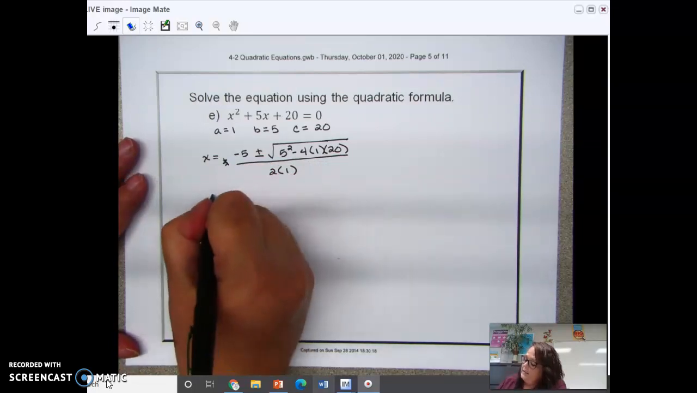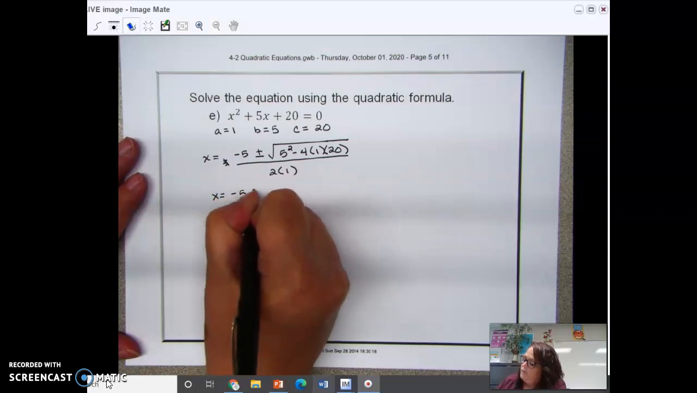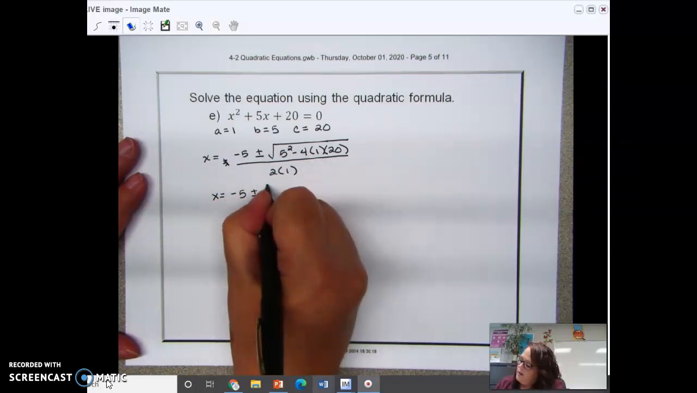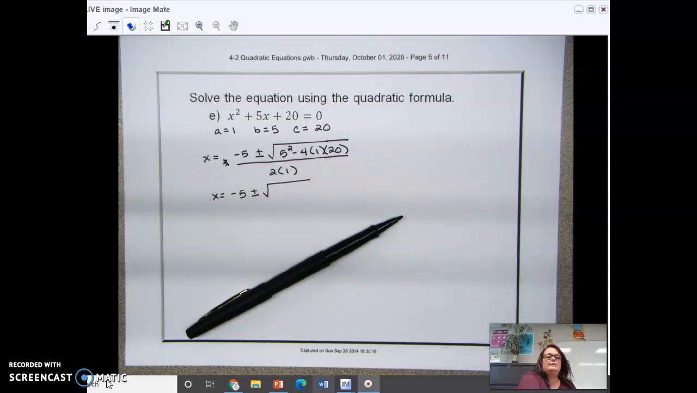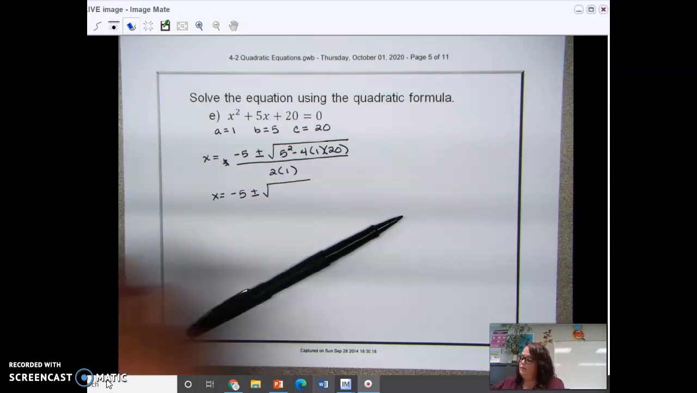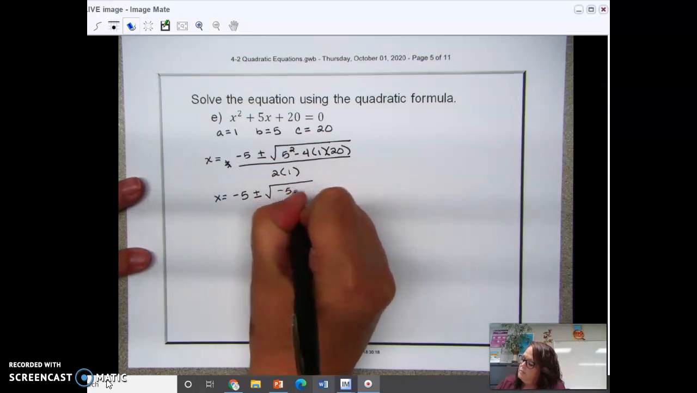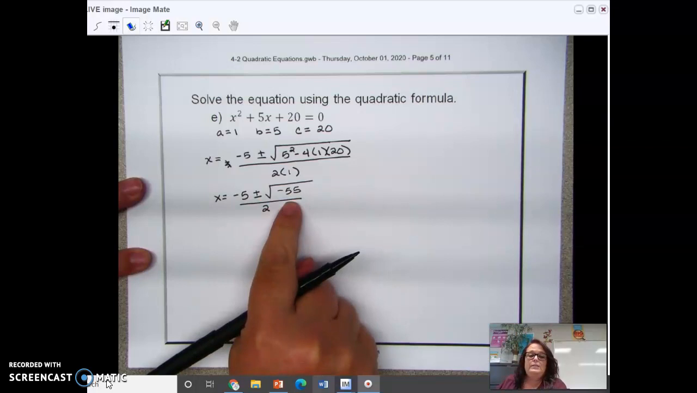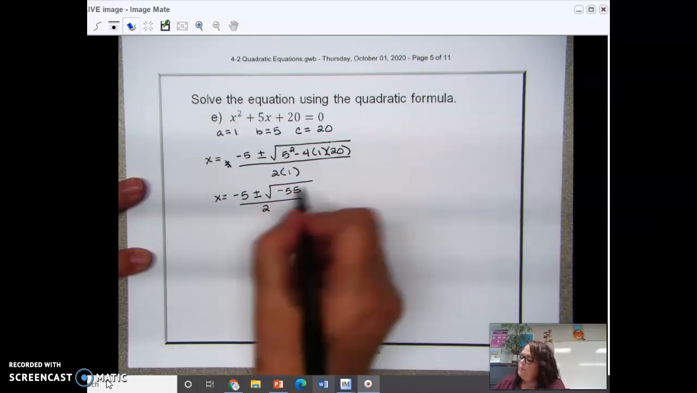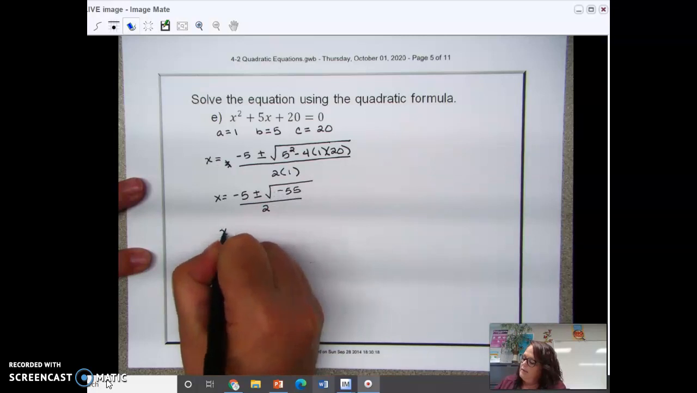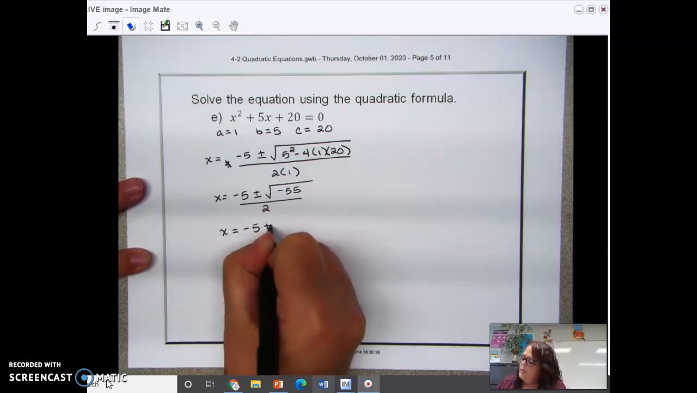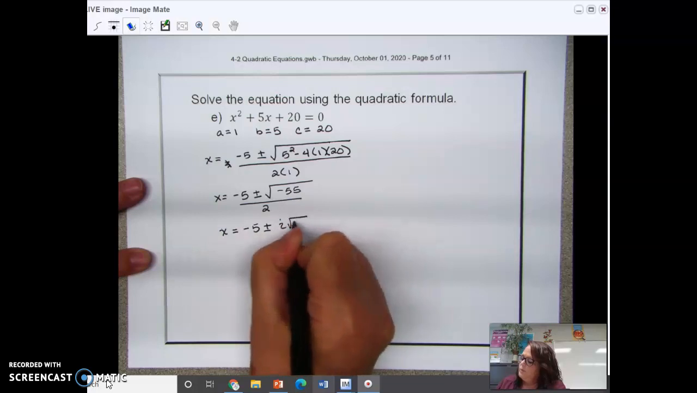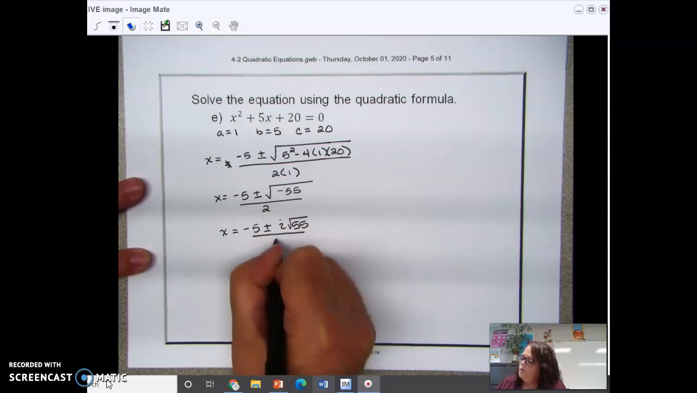All right. So as I start to clean this up, we get x is equal to -5 plus or minus the square root of, so in my calculator, I can just go ahead and type that in just to make it a little quicker. So I'm going to say 5 squared minus 4 times 20, and that gives me -55. So you'll notice we've solved this before, and that's all over 2. And so then notice I can't simplify the 55 any further, but remember we talked about I can pull out that negative and call it an i. So we get -5 plus or minus i root 55 all over 2.